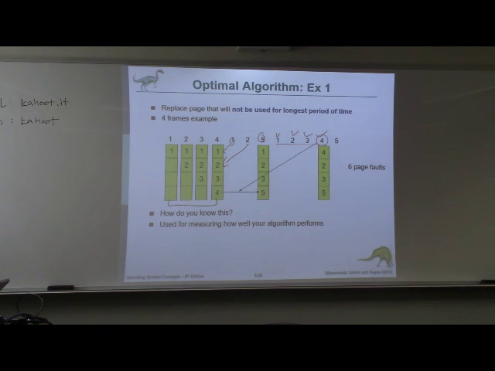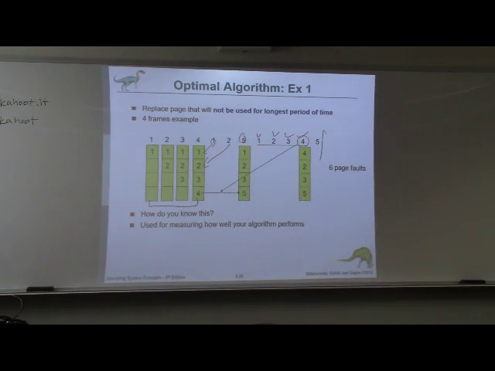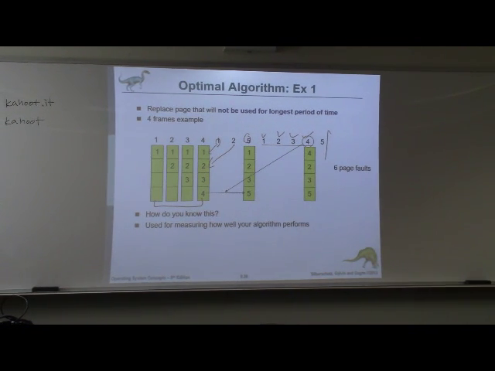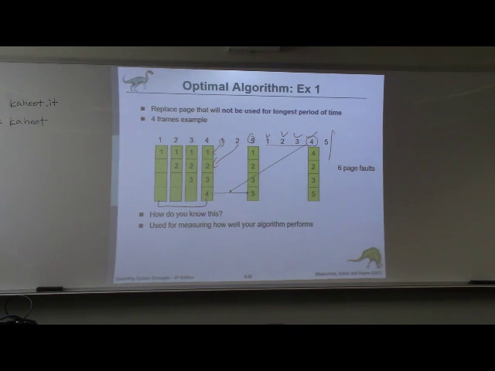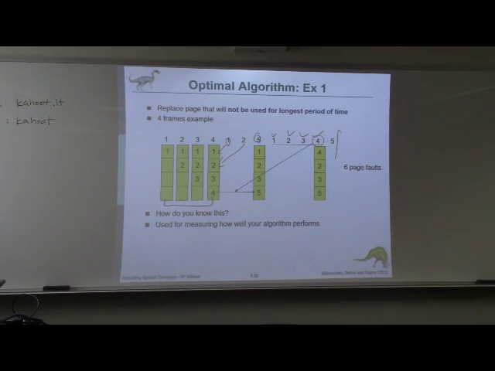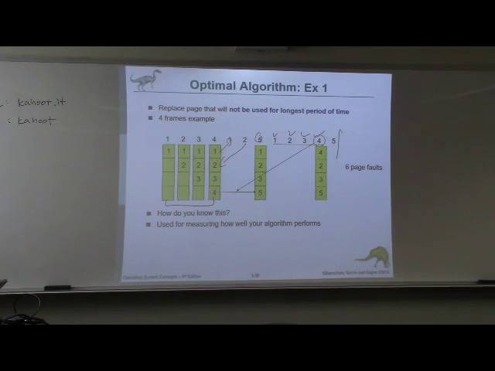How many future pages do we have to check? All of them? It depends. At this time, we look up to this one because that's the end of the page string; there is no further program running. Anyway, the optimal algorithm is good. It's the best one in terms of algorithm, but it's not practical. So it can be used as a reference algorithm.